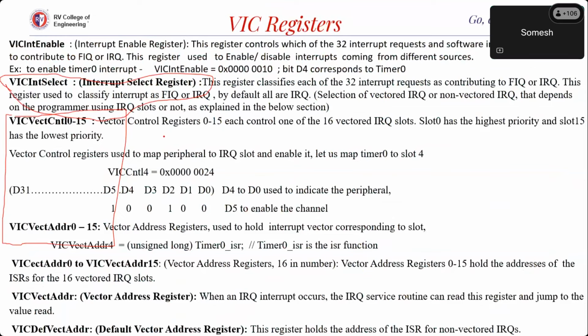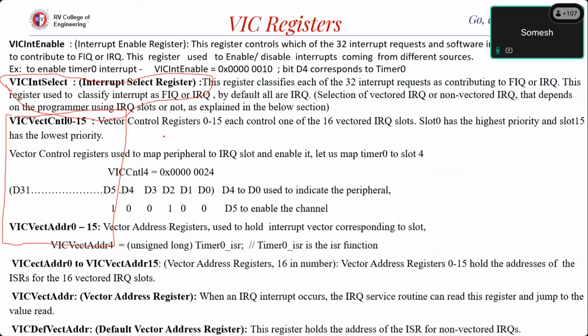Similarly, VIC vector address 0 to 15. That means that there are 16 vector address registers, one register for one IRQ slot. So if I have 16 IRQ slots, every slot will have two registers. One is called the vector control register, the other is called the vector address register. Now let's understand what is the meaning and why it is required like that.